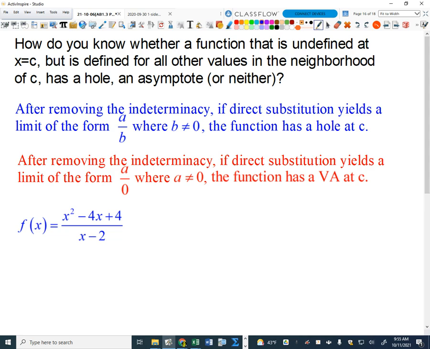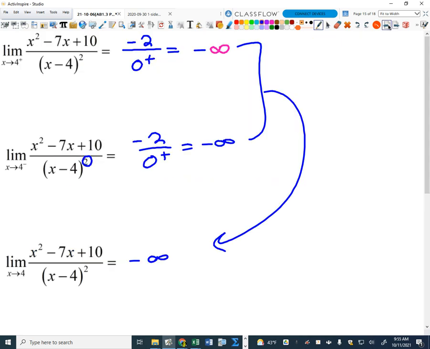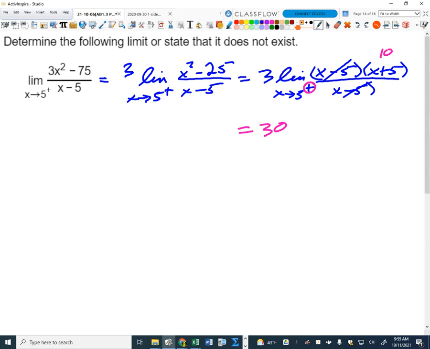So really the way the rule should go on this is, after removing the indeterminacy, if direct substitution yields a limit of the form a over b, where b is not equal to 0, then the function has a hole, right? Like, for example, we did a problem like this just a little bit ago. Initially, we had an indeterminate form. If we tried to evaluate that directly, we got 0 over 0. We canceled the offending factors, the factors that were causing the indeterminacy, and we got an actual answer. So what's that saying? Well, this filled in the hole, didn't it?